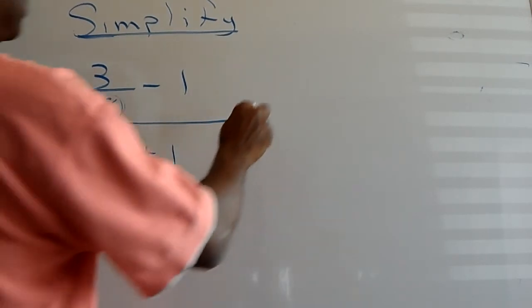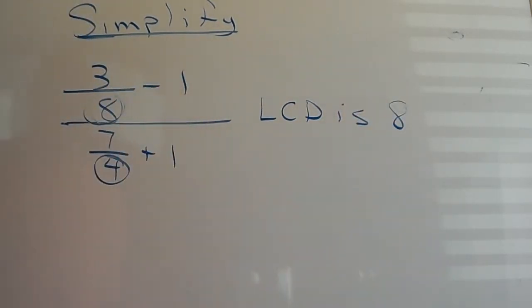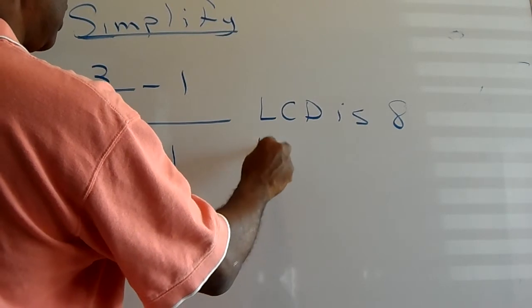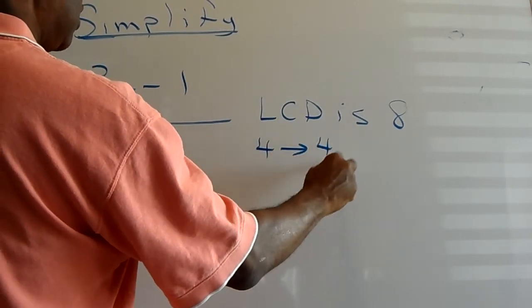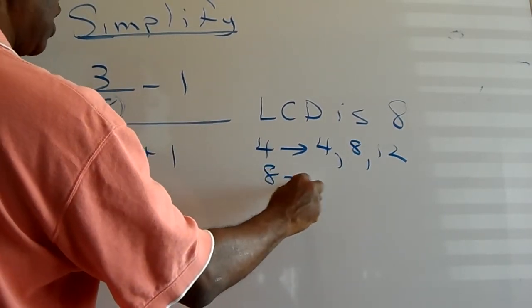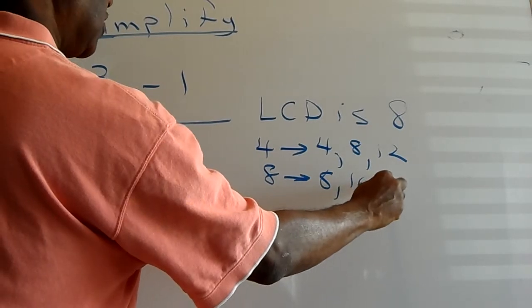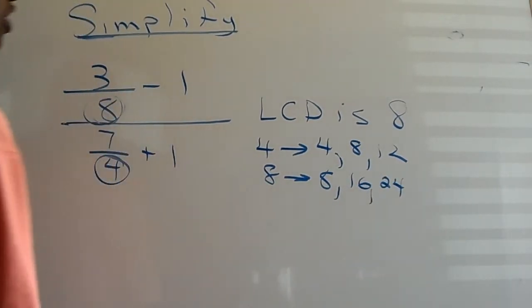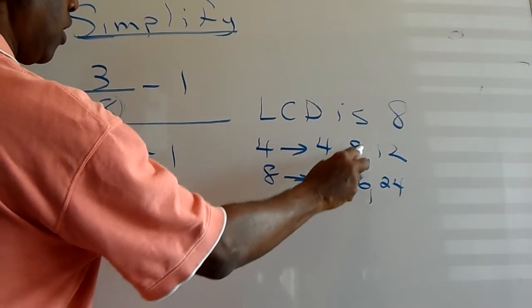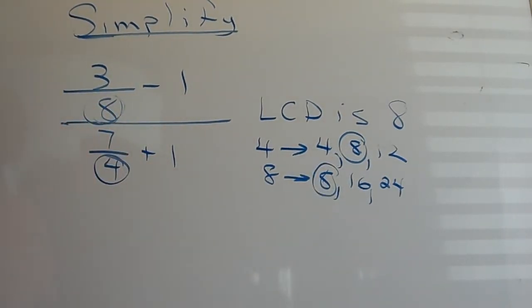So the LCD is 8. And I'll show you how you can find that LCD. You can do it this way if you want. For 4, count by 4s: 4, 8, 12. And for 8 we have 8 times 1 is 8, 8 times 2 is 16. We're just counting by 8s, and this will be 24. You see anything that's common? Oh yeah, for 4 and 8 they have a common multiple of 8. So that's our least common denominator. That's how we get that.